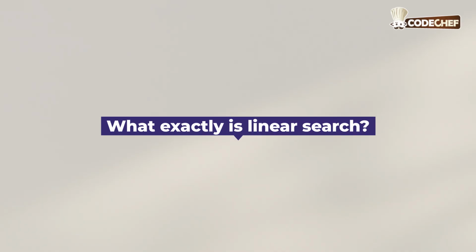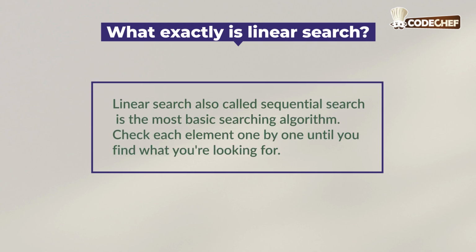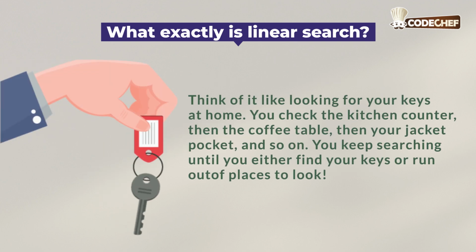What exactly is linear search? Linear search, also called sequential search, is the most basic searching algorithm. The idea is beautifully simple. Check each element one by one until you find what you're looking for. Think of it like looking for keys at your home. You check the kitchen counter, then the coffee table, then your jacket pocket, and so on. You keep searching until you either find your keys or run out of places to look.